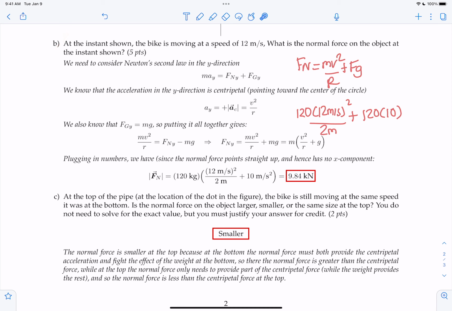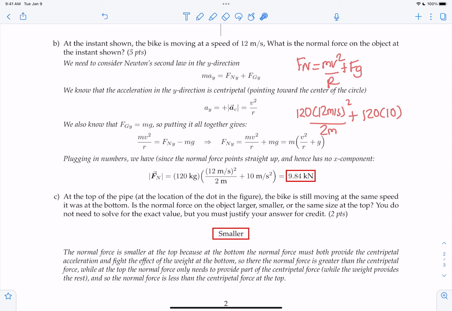For C now, it says at the top of the pipe, at the location of the dot in the figure, the bike is still moving at the same speed it was at the bottom. Is the normal force on the object larger, smaller, or the same size at the top? You do not need to solve for the exact value, but you must justify your answer for credit.